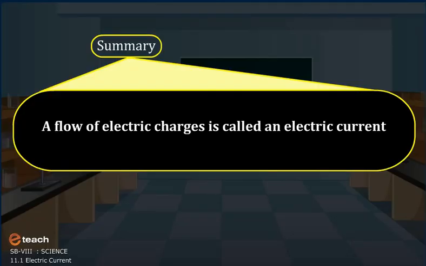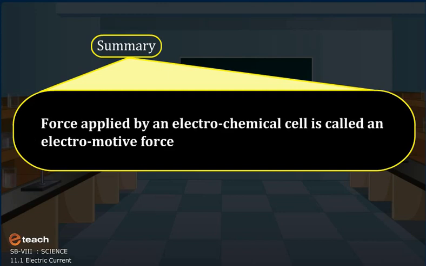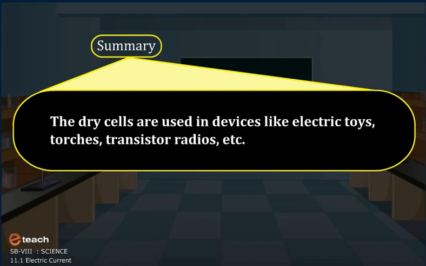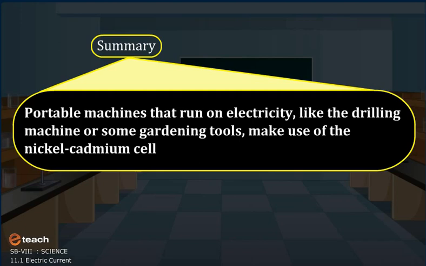Summary: a flow of electric charges is called an electric current. Force applied by an electrochemical cell is called an electromotive force. Charges in motion give rise to an electric current. The dry cells are used in devices like electric toys, torches, transistor radios, etc. Portable machines that run on electricity, like the drilling machine or some gardening tools, make use of the nickel-cadmium cell.